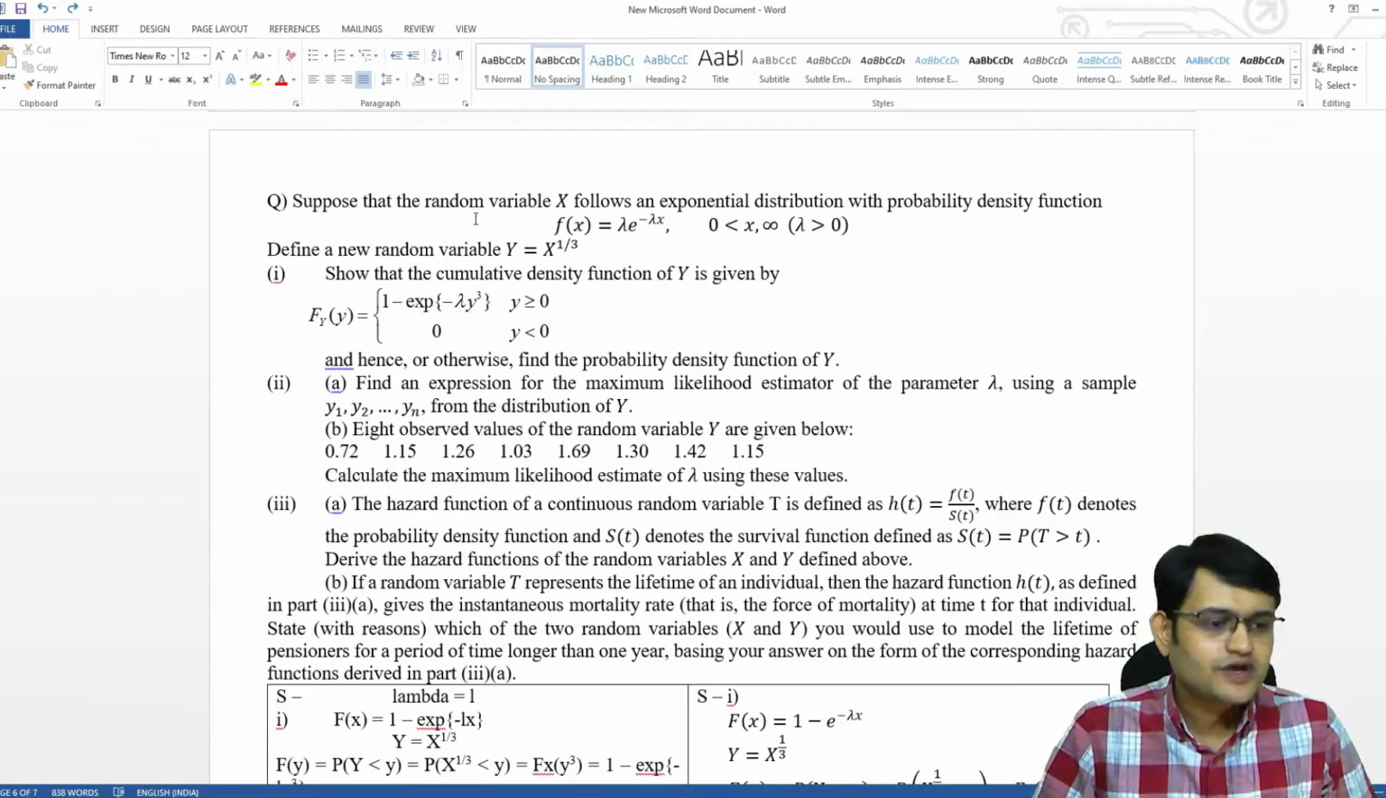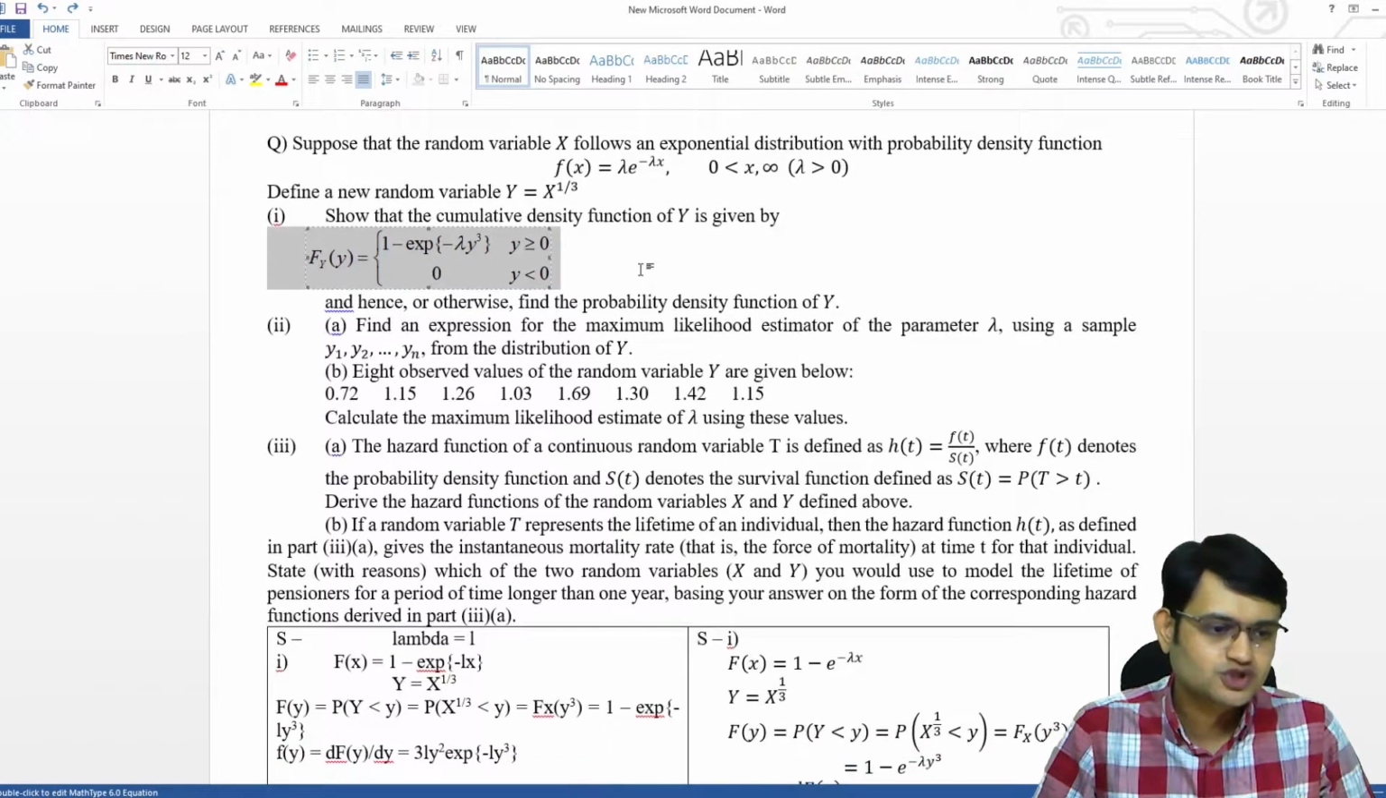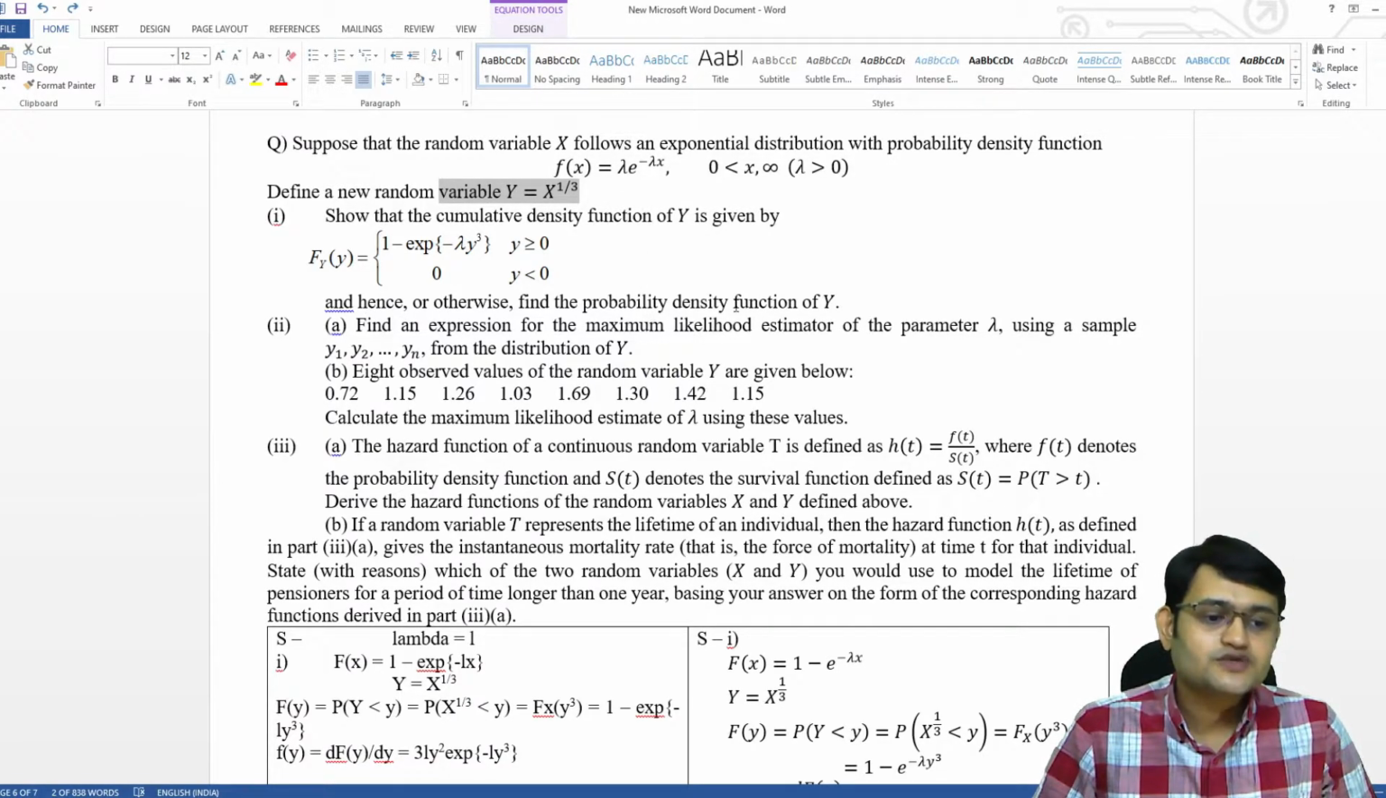Now let's see a question for MLE, point estimation. So here we have a random variable that follows an exponential distribution with probability density function given to us. We have to first show that our capital F is going to be this much. Then, for a random variable y equals x raised to 1 by 3, and hence or otherwise, find the probability density function of y.